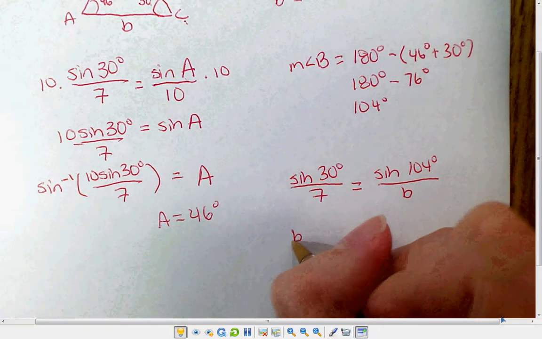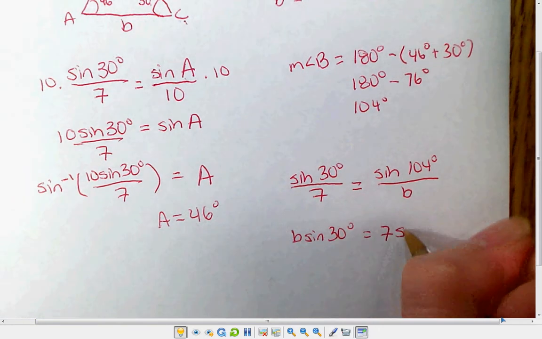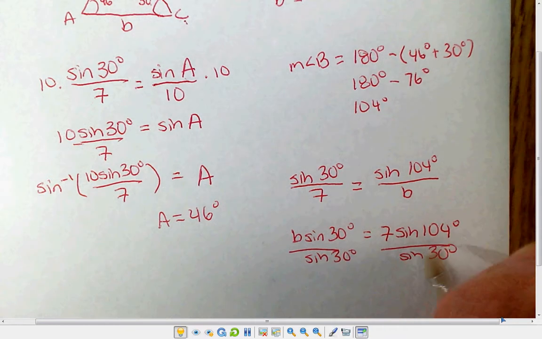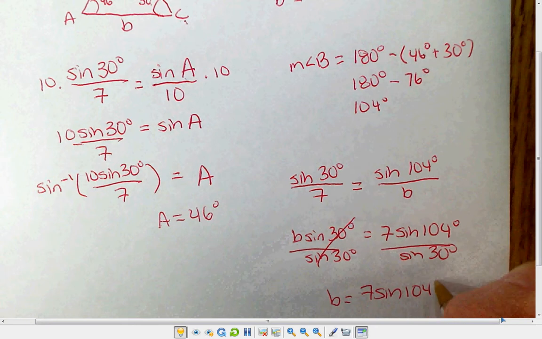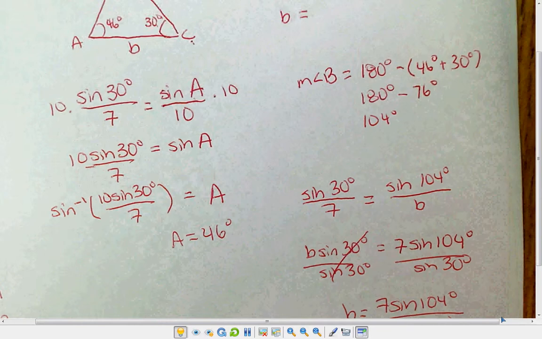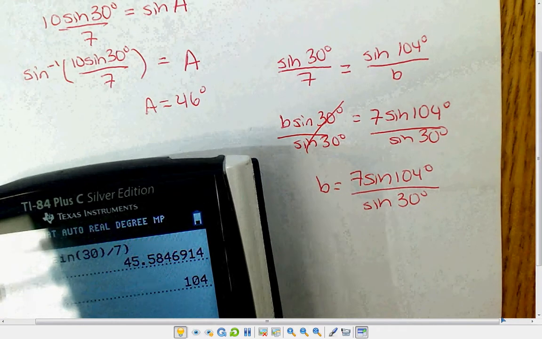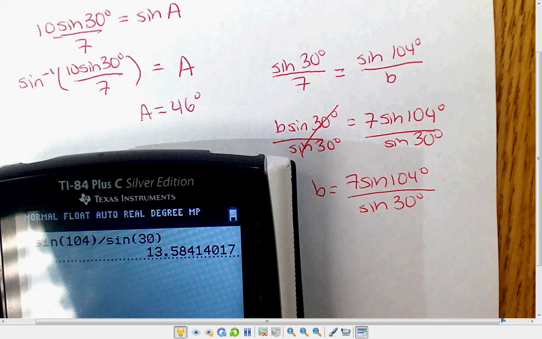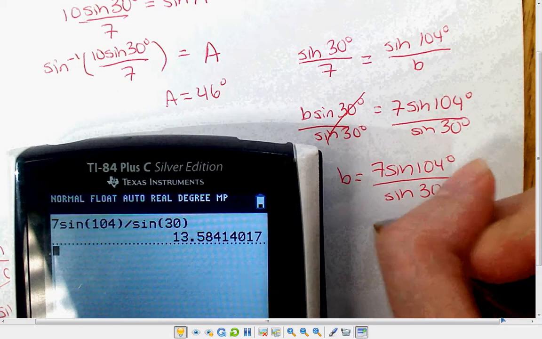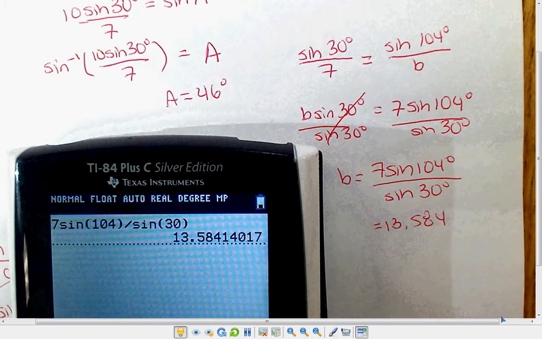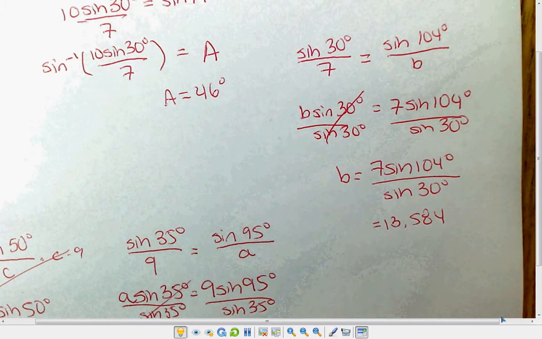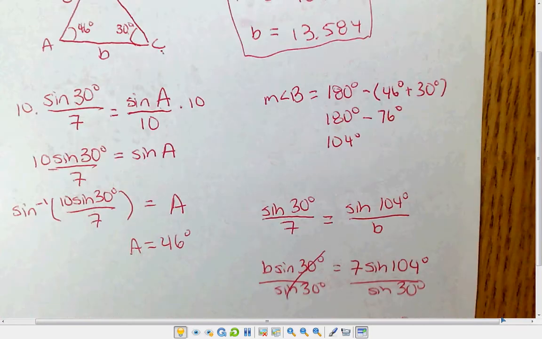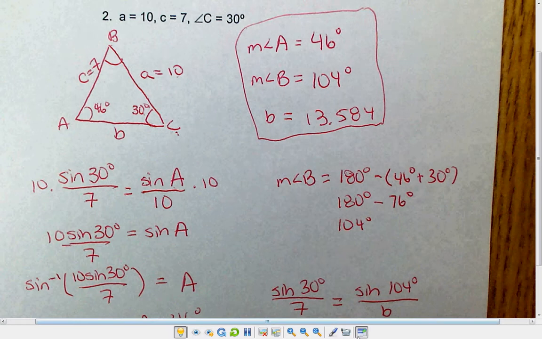Let's again cross multiply, so we have B times sine of 30 degrees equals 7 times sine of 104. We're trying to solve for B, so divide both sides by sine of 30, and we get B is equal to 7 sine 104 divided by sine of 30. And this is what we're putting into our calculators. And we end up with a B value of 13.584. And that is the last missing piece. So here are my three answers for this problem.